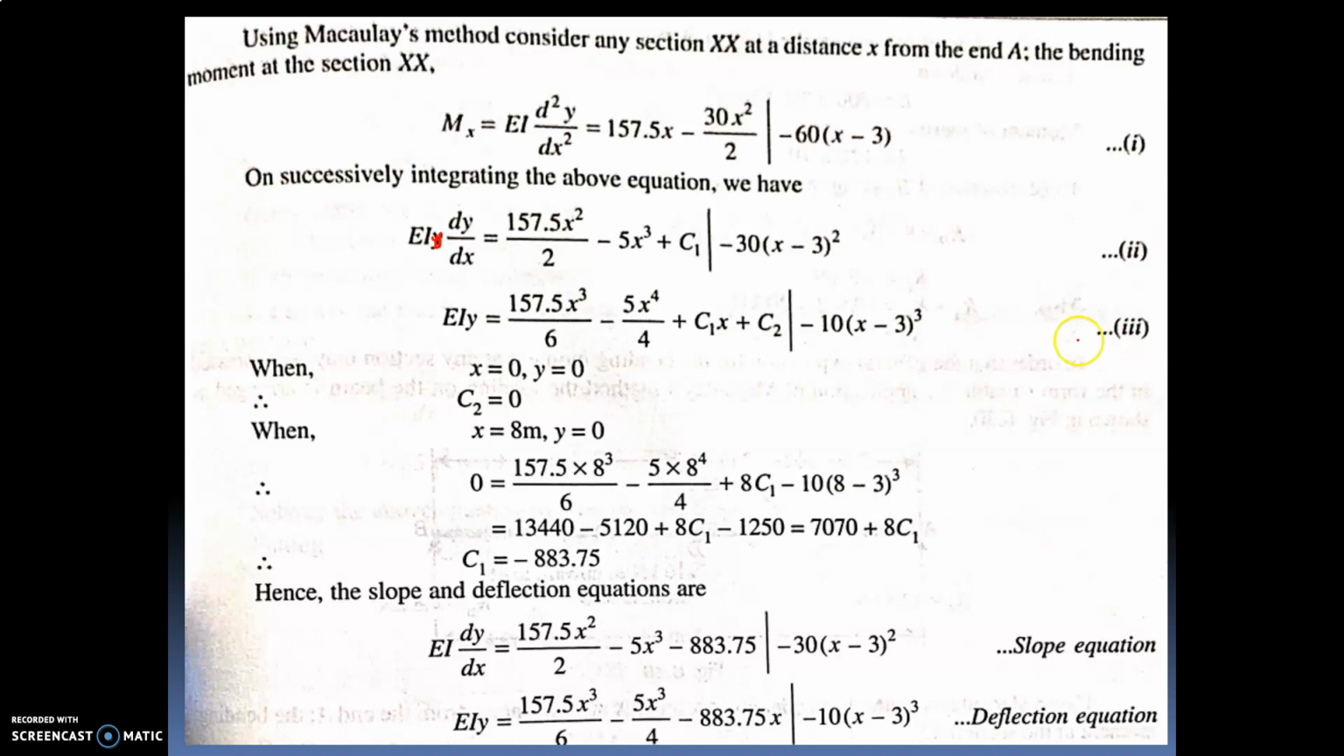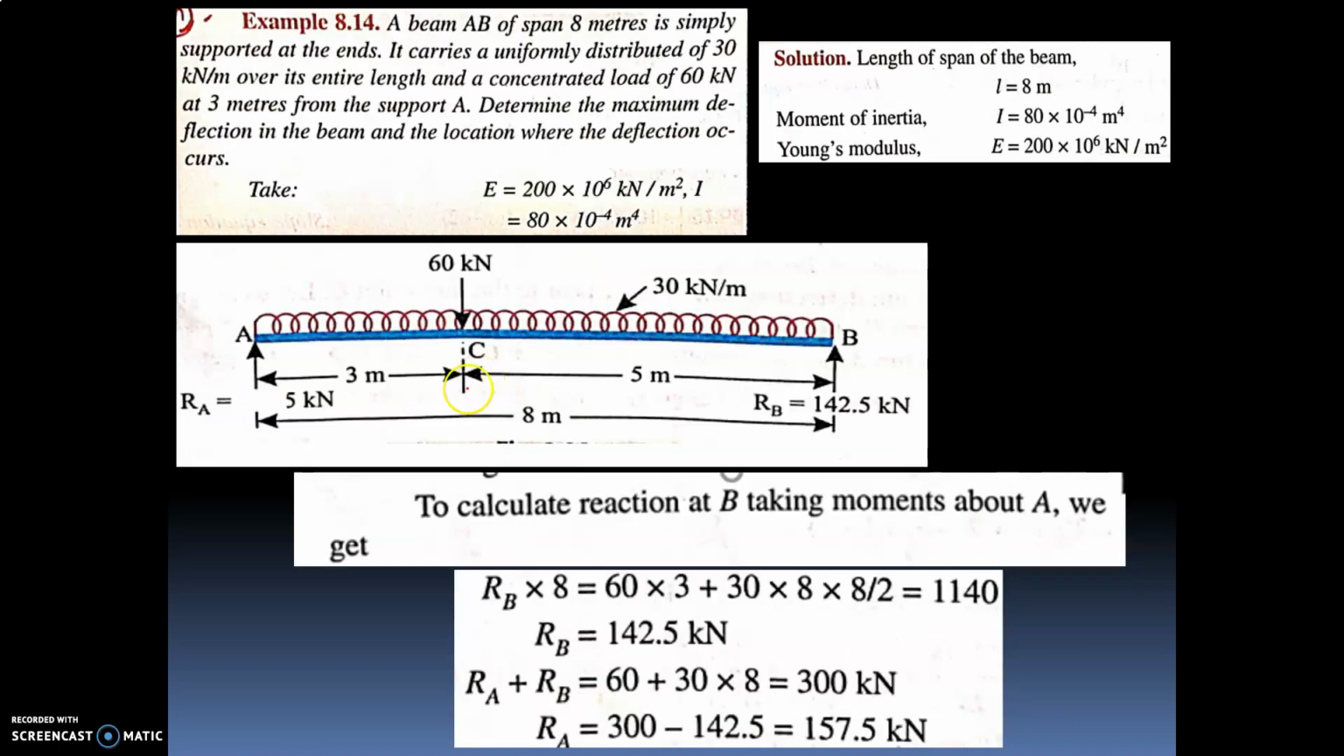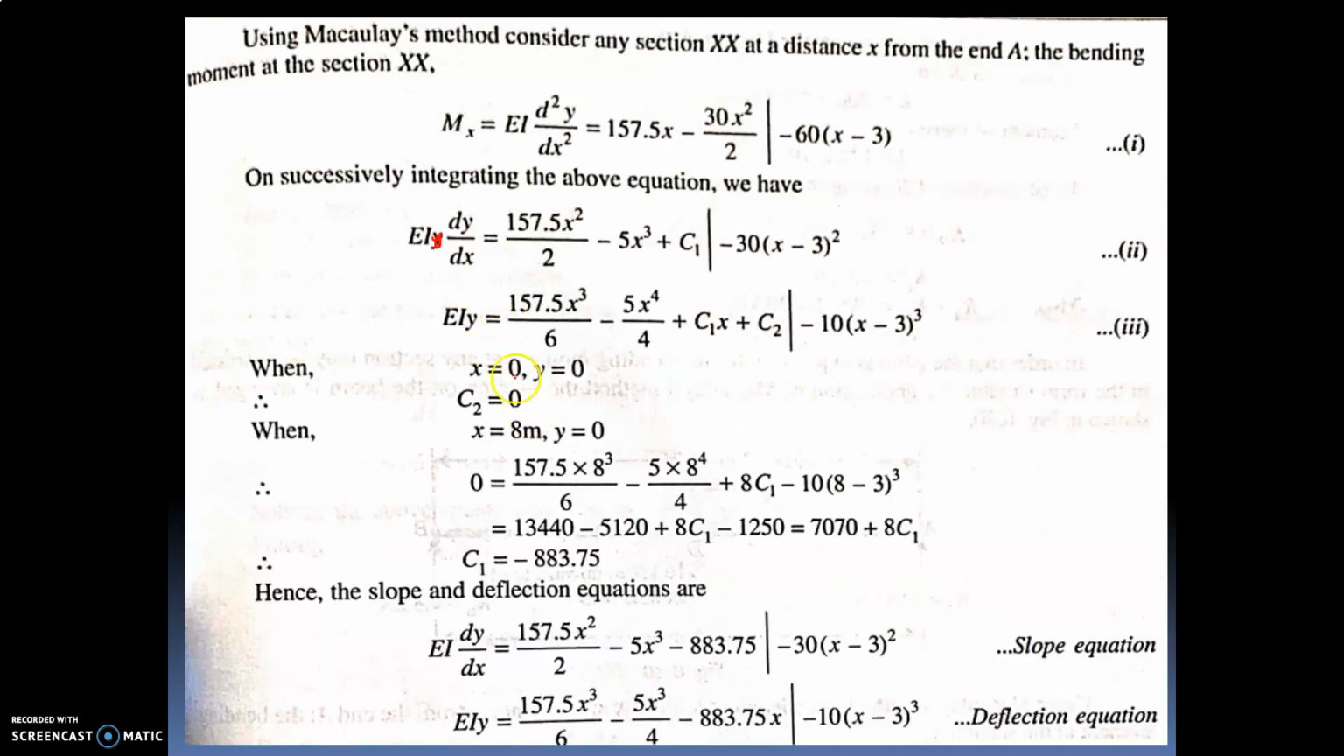Once you get that equation, the next step is you have to calculate, at the two supports, what is x and what is y. So first consider at A, that point x is equal to 0. Here x is equal to 0 and deflection at A is also 0. So once you substitute in this equation, you get C2 equal to 0. All the terms, if you substitute x equal to 0 and y equal to 0, you get everything 0 except this C2. So C2 equal to 0.